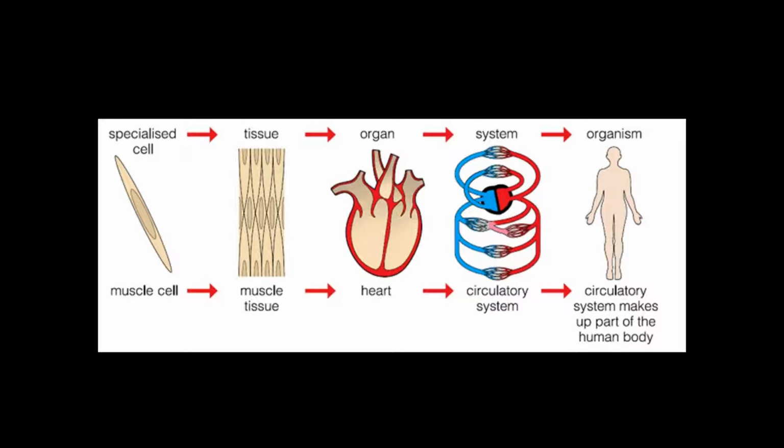The type of organ systems you've got will determine which type of organism you've got. If you've got lungs, you may be looking at mammals. If you've got gills, you're looking at fish, and so on. So you can use the organ systems in order to identify the organism.